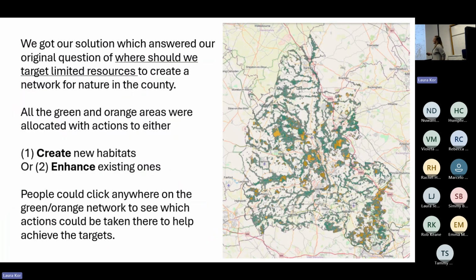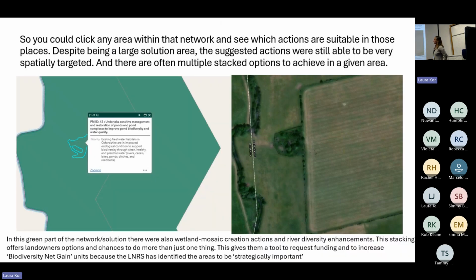So what we did, we felt we had answered our initial question with a draft to say where should we target those limited resources to create this network for nature in the county. And we put it onto a web map that people could use and interact with. So any of those green or orange areas had an allocated action to either create new habitat or enhance existing ones. You could click anywhere on that area and it would pop up and tell you what action was relevant there. So this is how that looks.